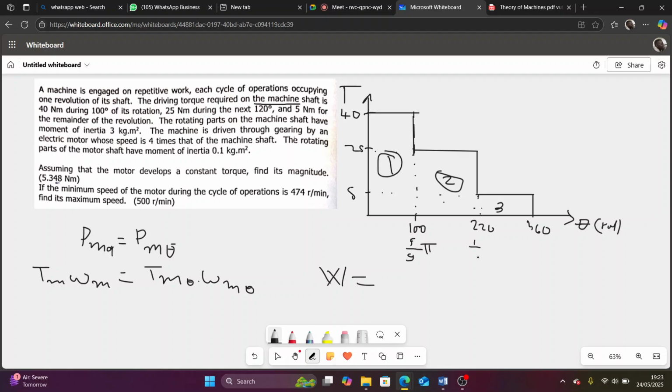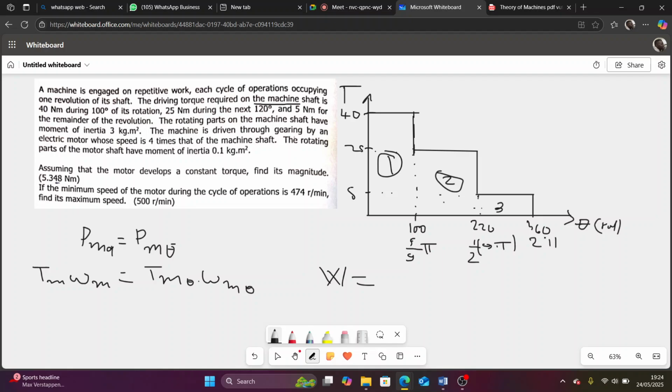It's a mixed fraction. It's 220 multiplied by pi divided by 180. What is it giving? It's 1, and then 2 over 9 pi. And 360 is 2 pi.